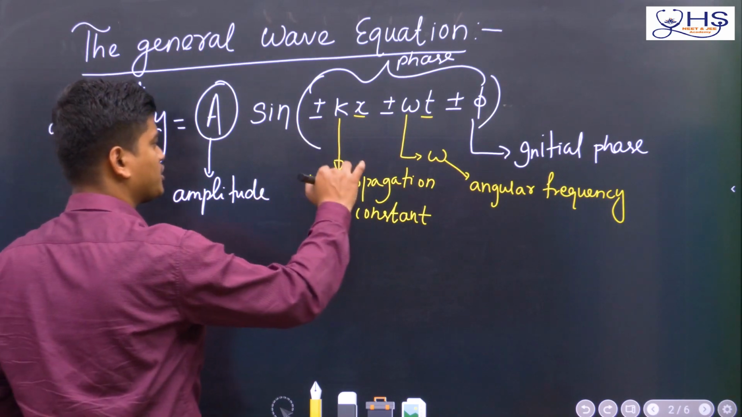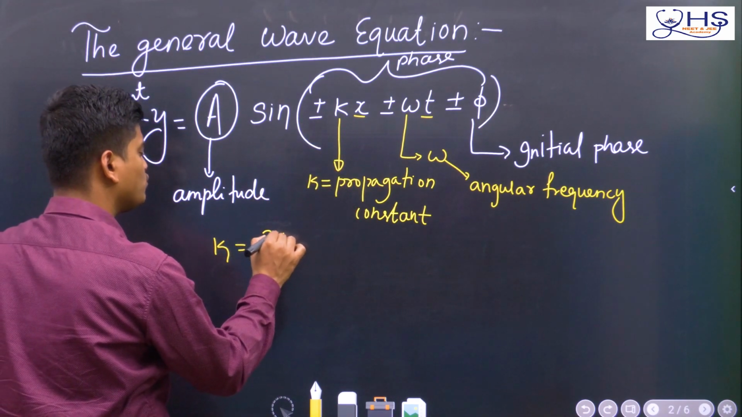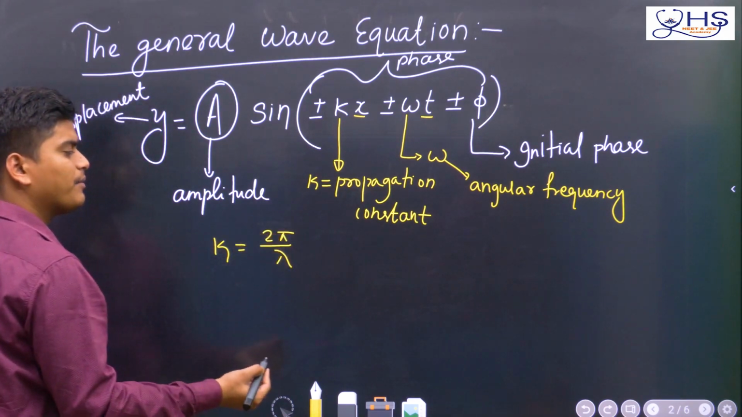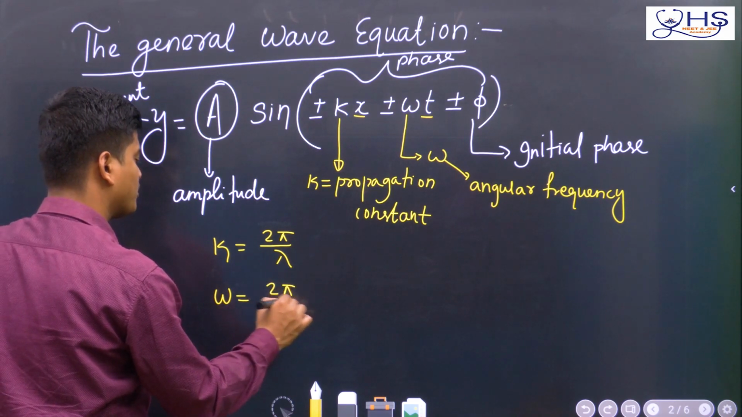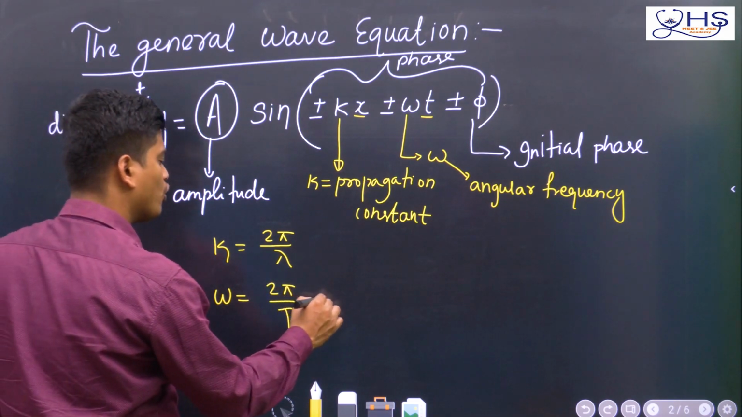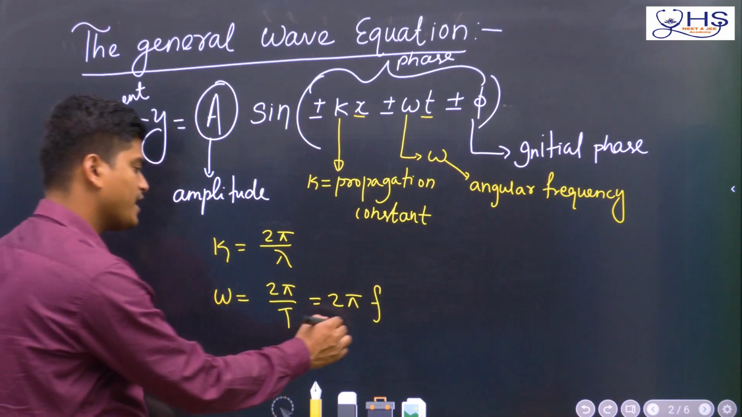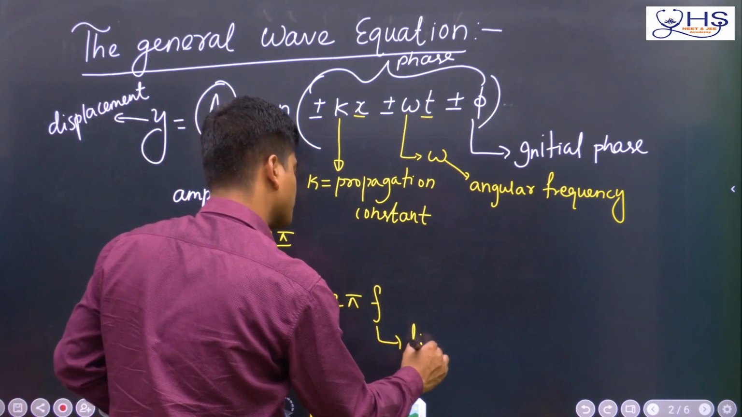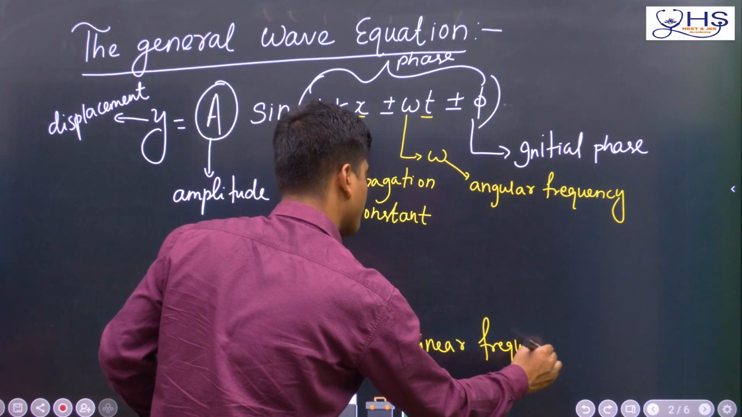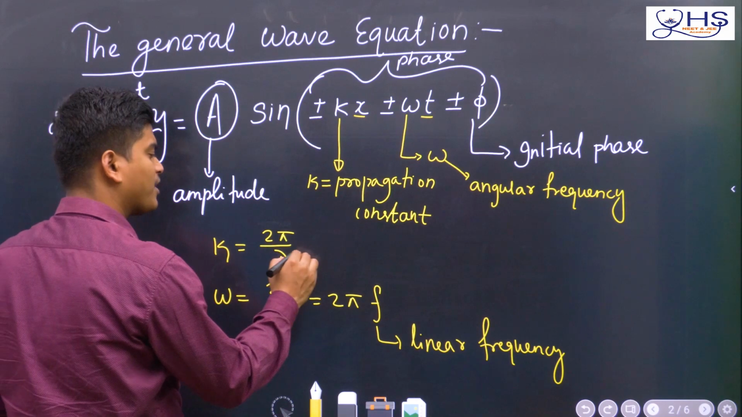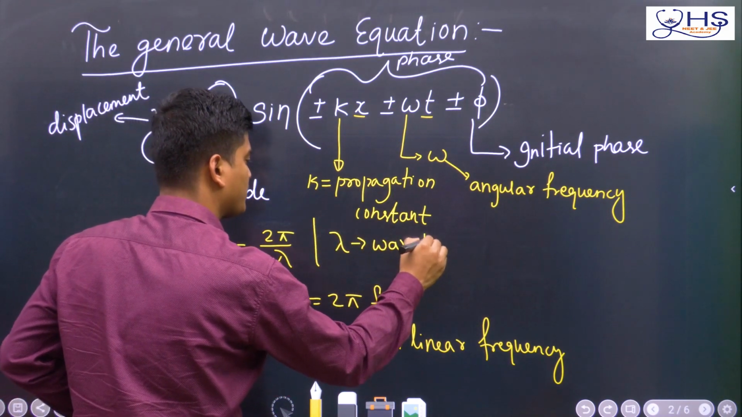And remember there are certain relations. Once you get k, you can relate it with the wavelength: k is 2 pi by lambda. Once you get omega, you can relate it with the time period: 2 pi by T, or you can also write 2 pi f. So this is your angular frequency, and f is called the linear frequency. And lambda is called the wavelength.